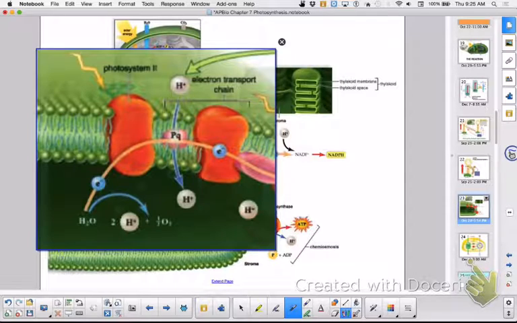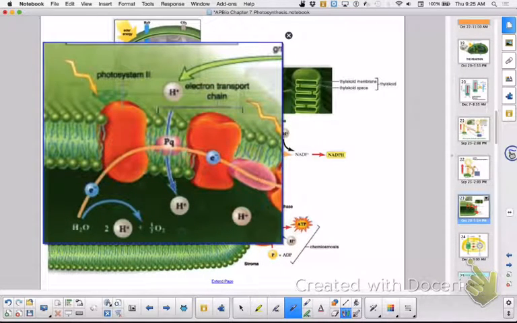Water's getting split. What gas do you have? Oxygen. And then what do you have? Electrons. We're not sweeping electrons. Those got to go in our electron transport chain. We're sweeping hydrogen ions. That's your sweep. Okay? So the electrons are getting excited by the sun. We're in photosystem 2. What's going on right here? PQ. We're bringing even more hydrogen ions in.